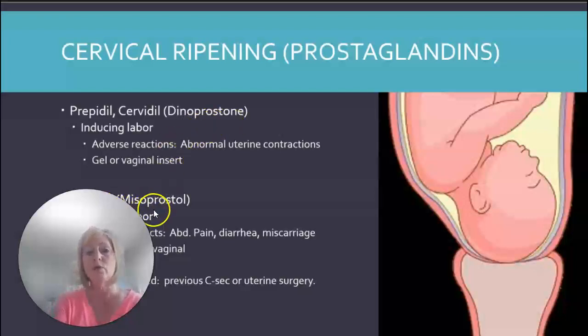Cytotec or misoprostol. Misoprostol is what you're going to need to know it by. It's going to induce labor. It's going to cause uterine contractions. It's going to cause all kinds of things.